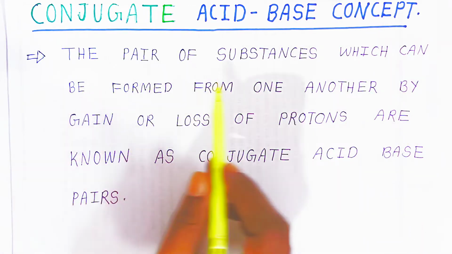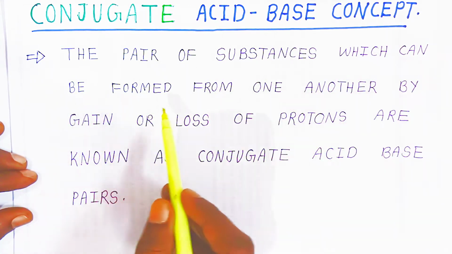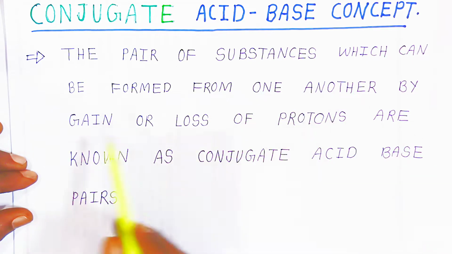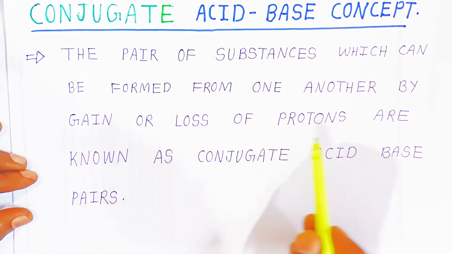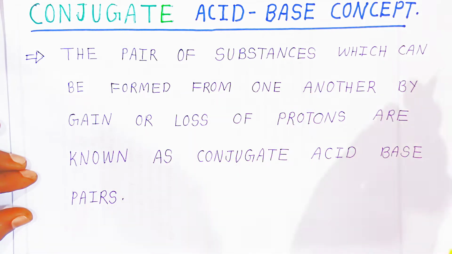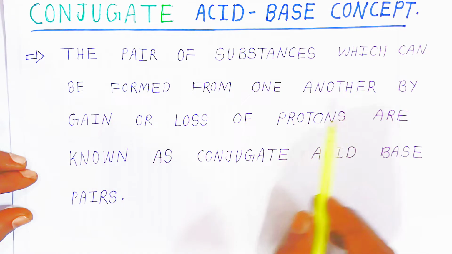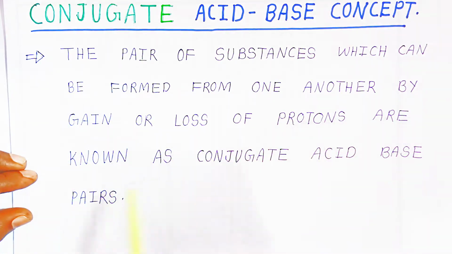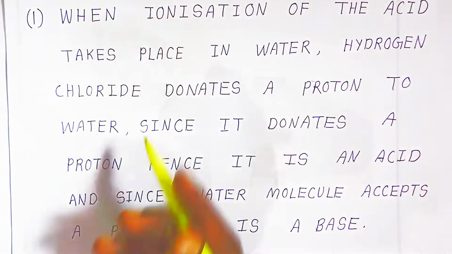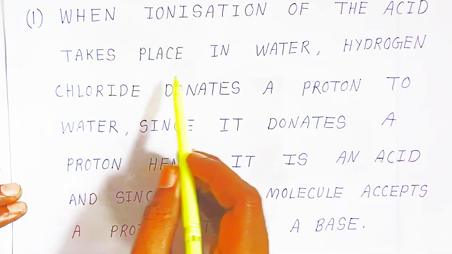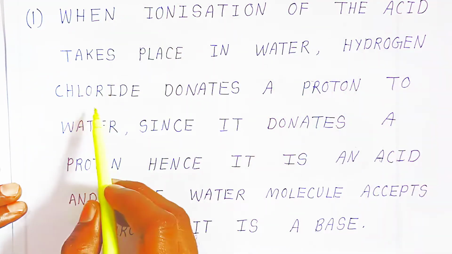Here students, the pair of substances which can be formed from one another by gain or loss of protons are known as conjugate acid base pair. So this you have to write down in examination if it is coming. So a pair of substances which can be formed from one another by gain or loss of protons are known as what? Conjugate acid base pairs.